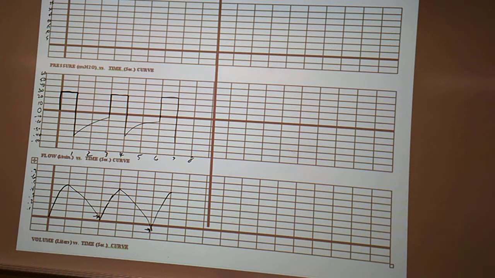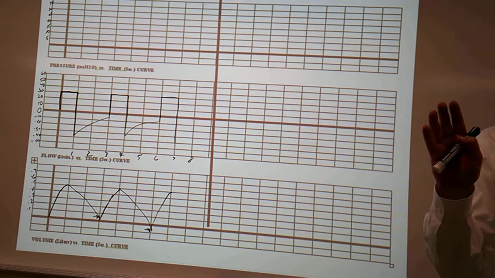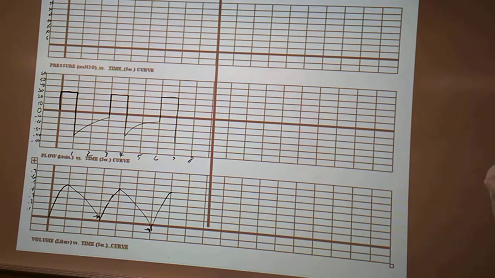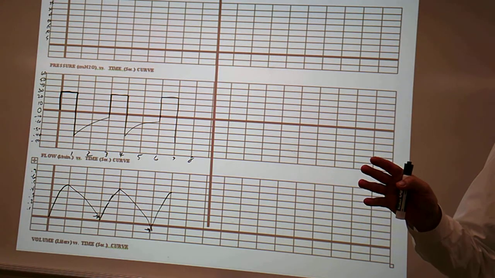Next time you have a COPD patient on a ventilator, watch their exhale volumes. They are all over the board because of air trapping.